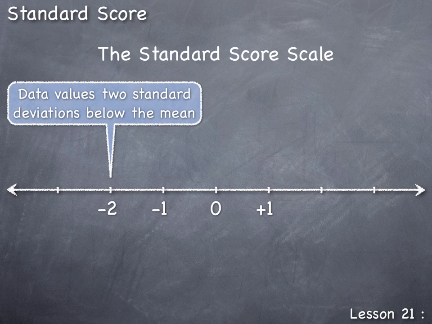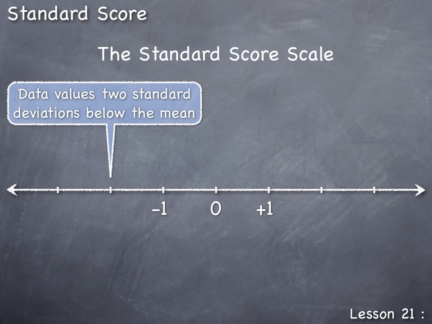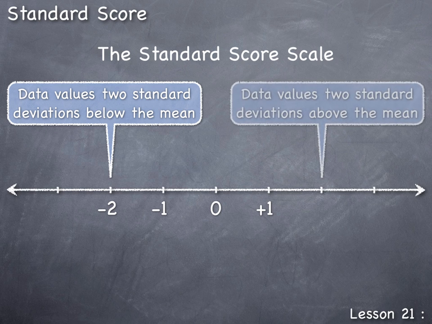So we can carry out this same concept for all the other positions, right? Because the standard score tells us the number of standard deviations a particular data value is from the mean. So if a particular data value falls 2 standard deviations below the mean, its standard score would be -2. But if a particular data value falls 2 standard deviations above the mean, its standard score would be +2.